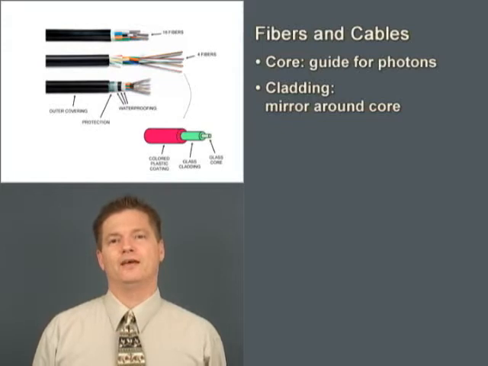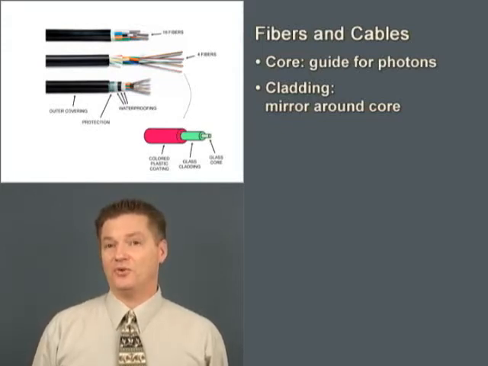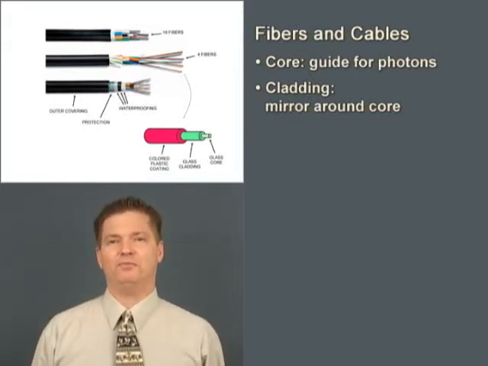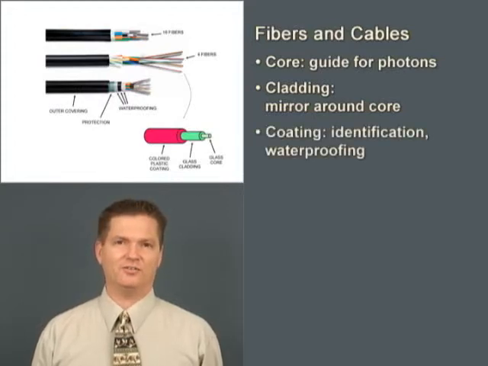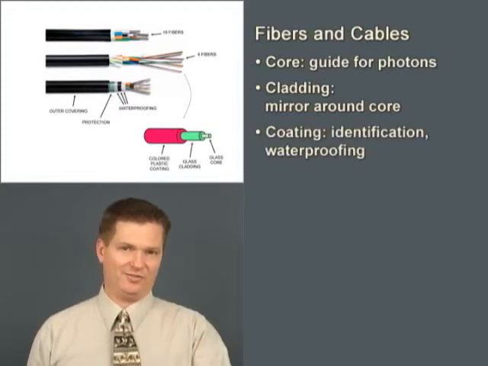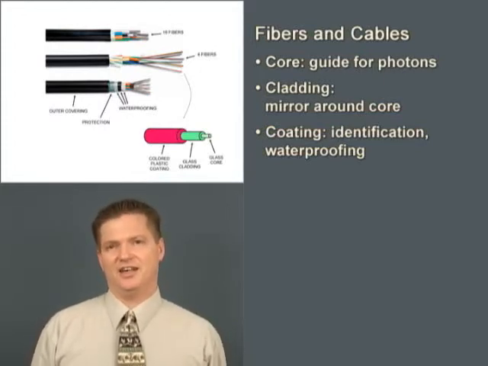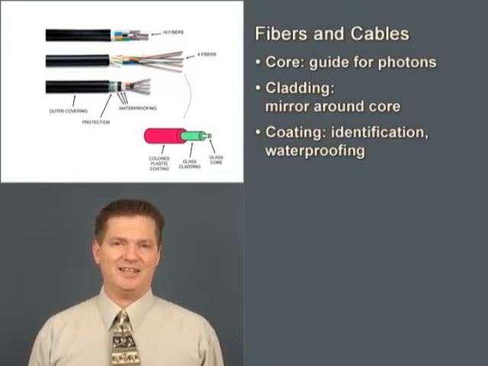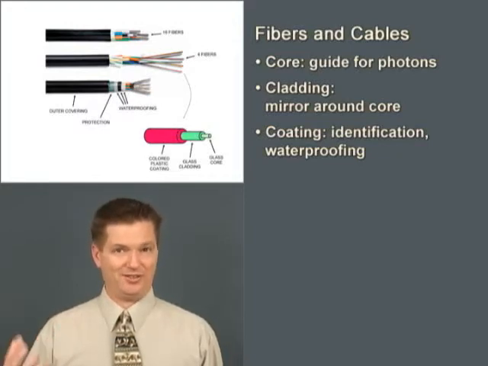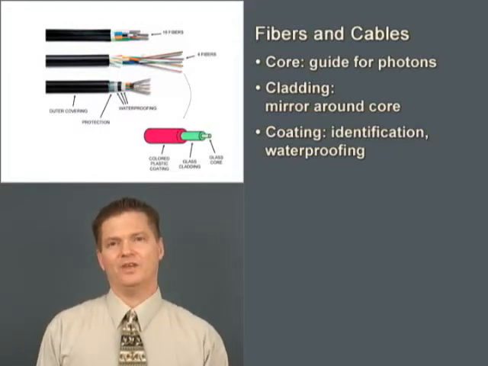In addition to putting a mirror around the core, we have to put a plastic coating on there for identification. They've got different colors, and also to waterproof the glass. Because water can actually infiltrate into glass, and even worse, it can carry nasty chemicals with it that can make the glass cloudy, which we definitely don't want to have happen.